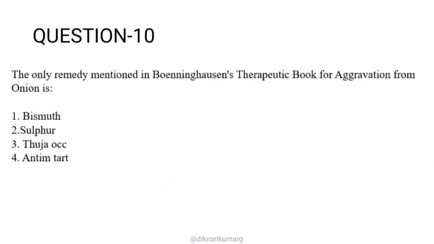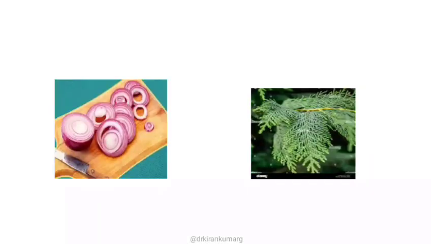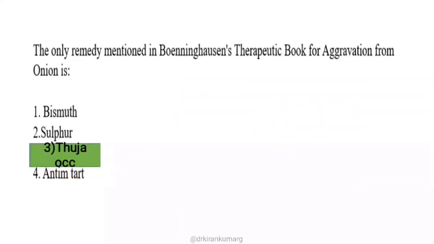Okay, moving on to the 10th question. The only remedy mentioned in BTPB for aggravation from onion is. As I already told, again this is a question based on a single drug rubric from the BTPB, from aggravation. So the only remedy for aggravation from onion is Thuja occidentalis. Thuja is the one remedy where there is aggravation from onion, and in the BTPB repertory it is a single drug rubric.